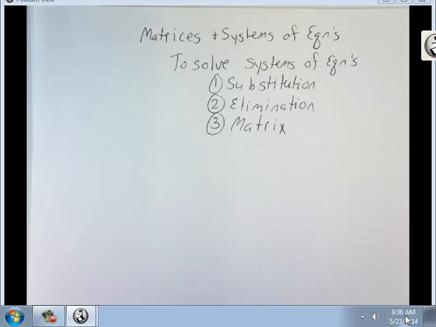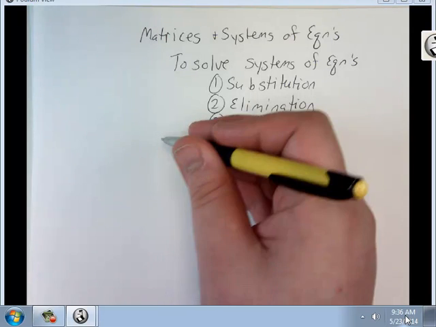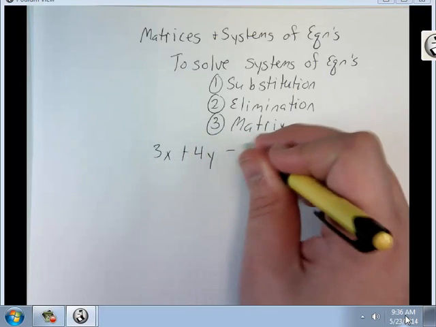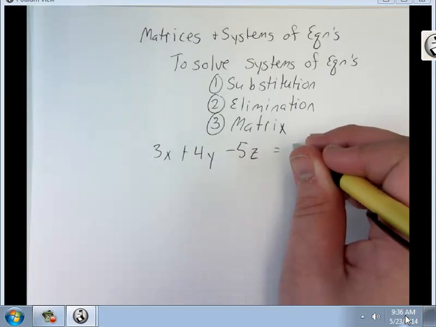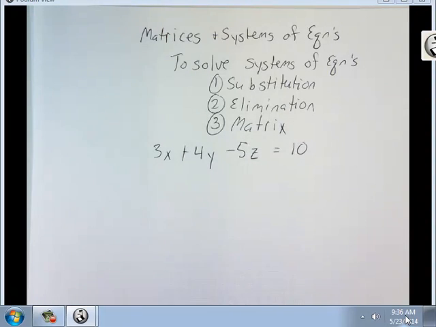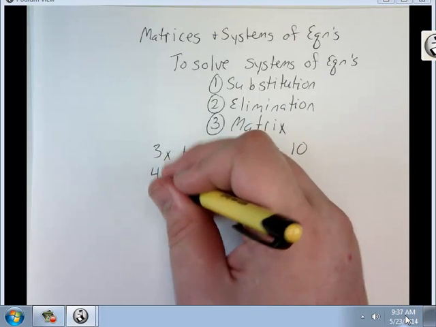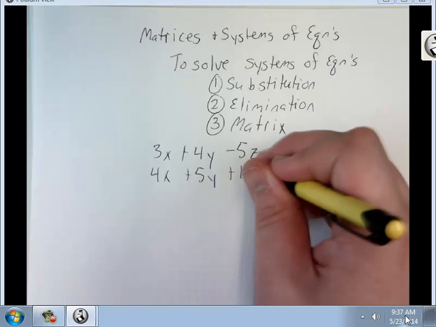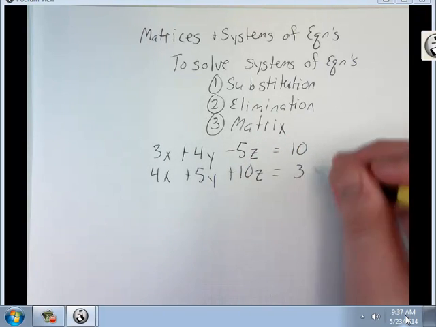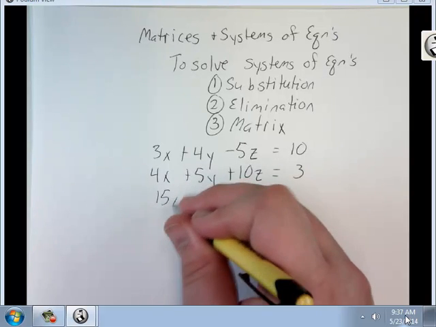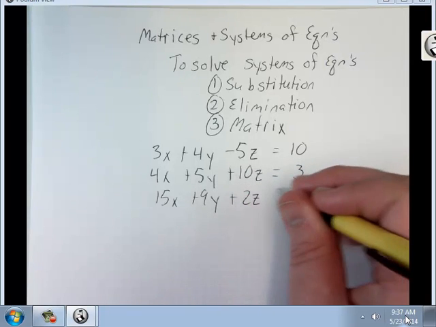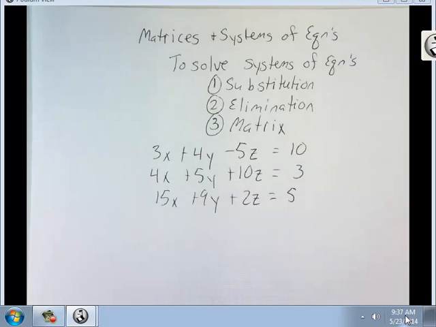Let's say I gave you this system. 3x plus 4y minus 5z equals 10. 4x plus 5y plus 10z equals 3. And 15x plus 9y plus 2z equals 5. How would you set up a matrix for this?